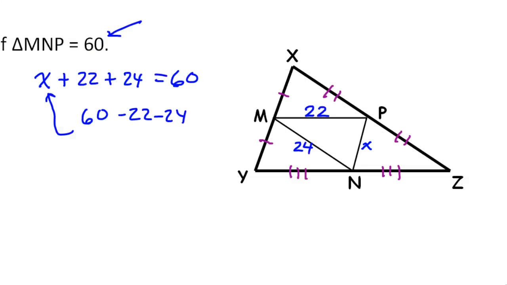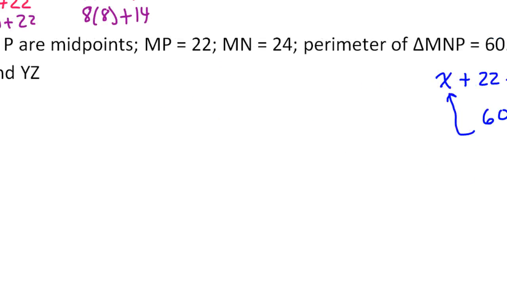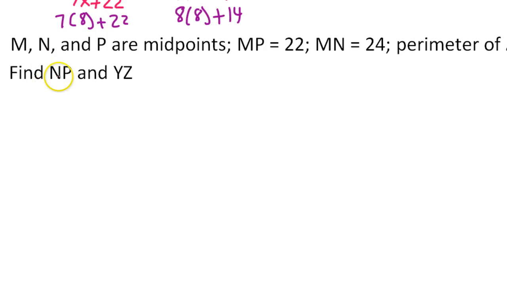So the third side must be 14. We just figured that out. You could double check and make sure that these three all add up to 60, like the perimeter says. What else are we supposed to find? We're supposed to find NP and YZ.